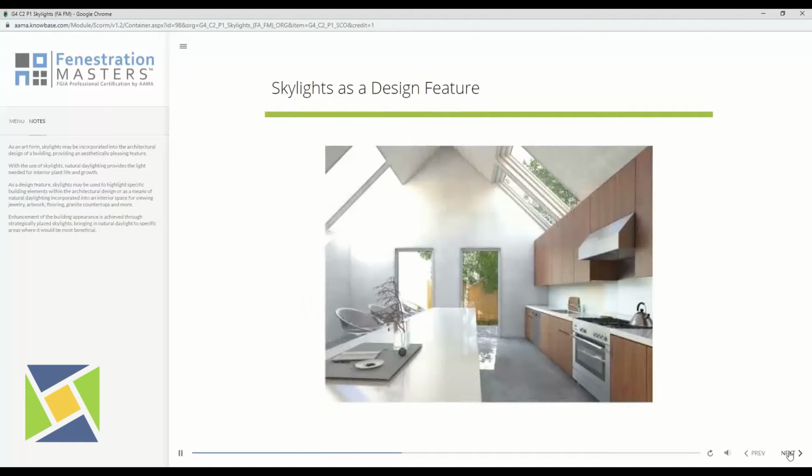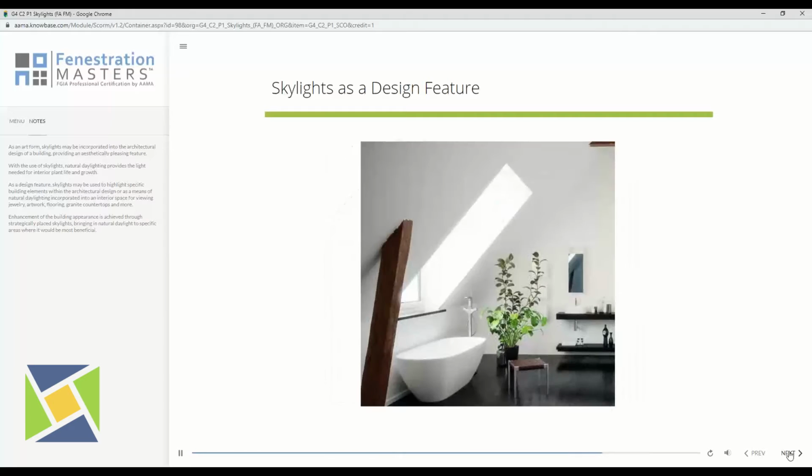As a design feature, skylights may be used to highlight specific building elements within the architectural design, or as a means of natural daylighting incorporated into an interior space for viewing jewelry, artwork, flooring, granite countertops, and more. Enhancement of the building appearance is achieved through strategically placed skylights, bringing in natural daylight to specific areas where it would be most beneficial.